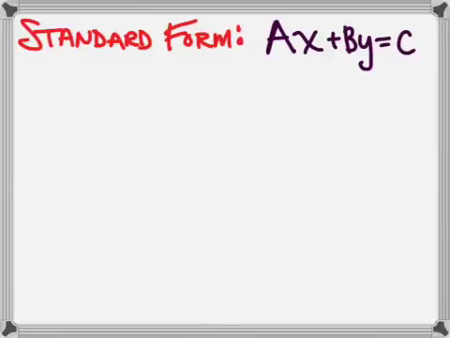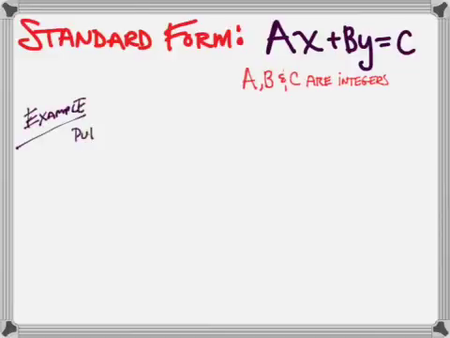Alright, we also have standard form of a line: ax plus by equals c. This isn't very beneficial right off the bat to us, but we can transform it into slope-intercept pretty easily and be able to use it. So a, b, and c are integers, which means that they're whole numbers. They could be negative, but they're not fractions, they're not square roots.